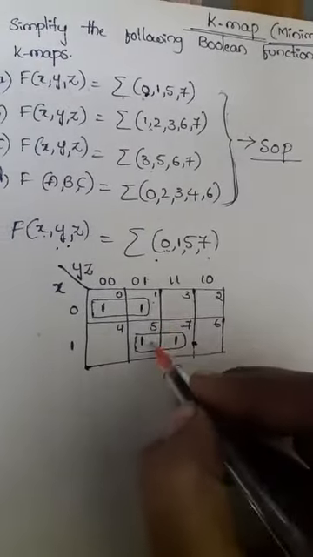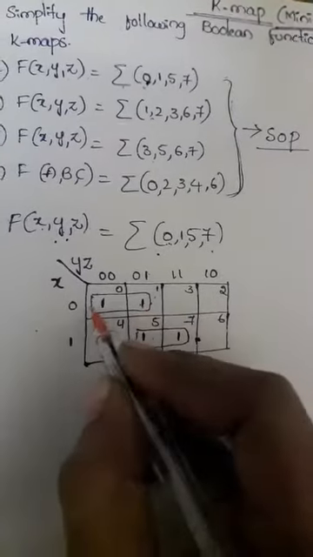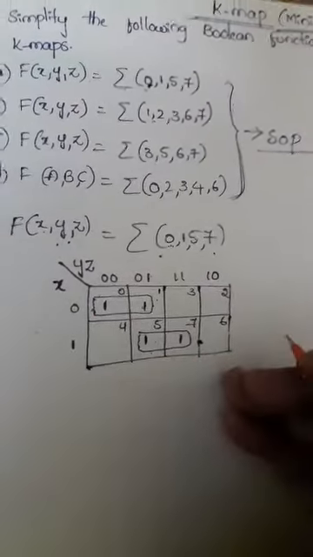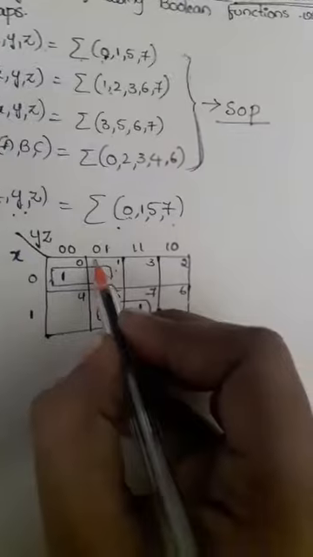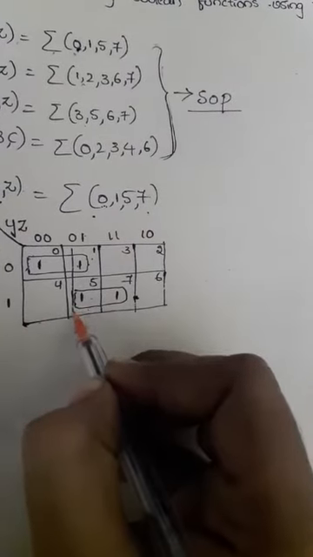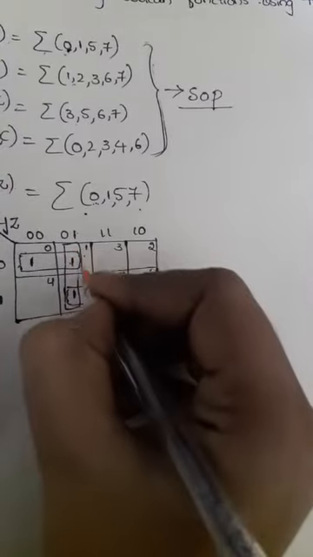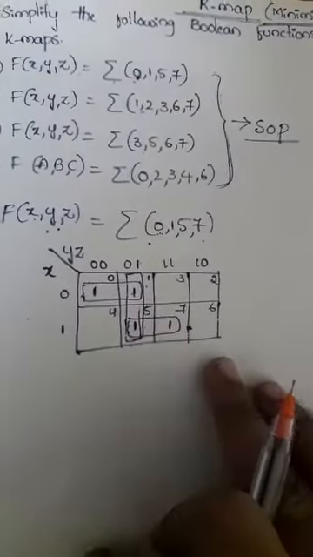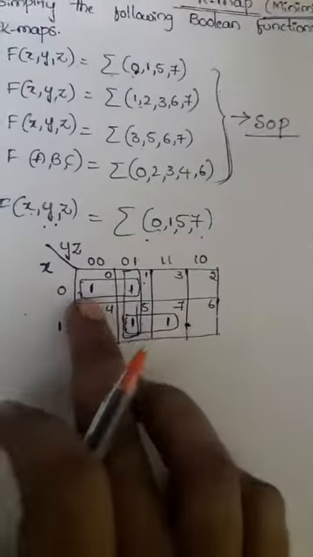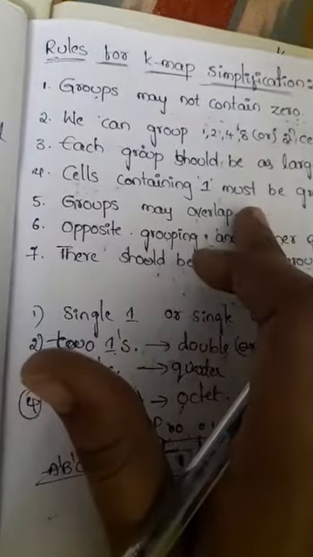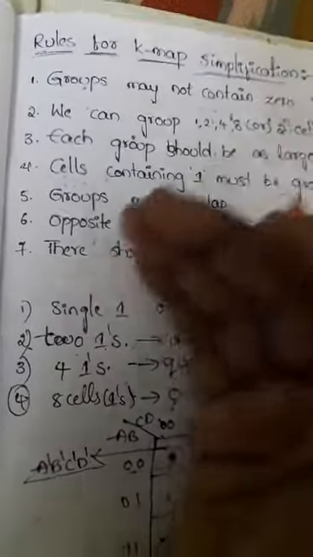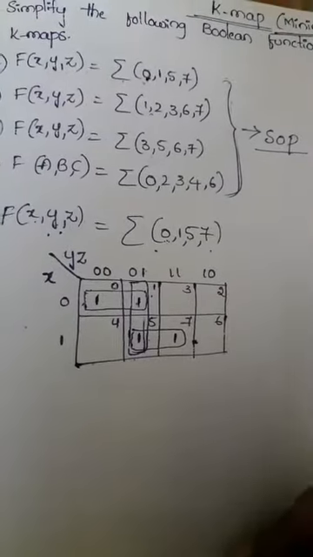Also, just observe 1 and 5. Already this 1 is paired with another group and 5 is paired with another group, but one more possibility we are getting is 1 and 5. Already 1 is paired with 0 and 5 is paired with 7, but in the K-map rules we have one rule, that groups may overlap. Overlapping of groups is possible in the K-map, so I can take 1 and 5 as one group.